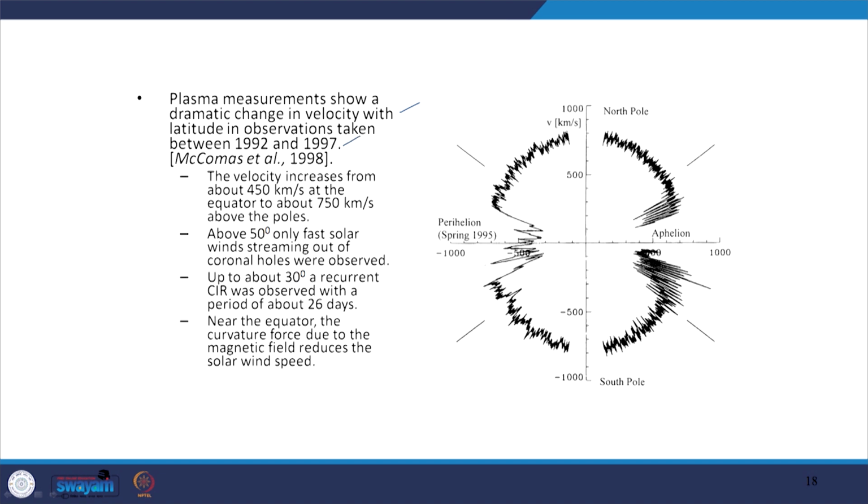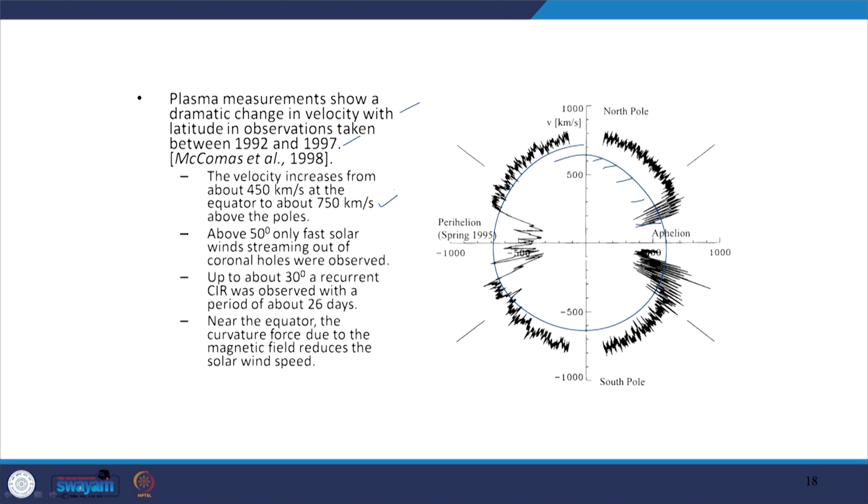Along the x-axis, along the y-axis you have the speed of the solar wind. So, if you take this to be the sun, and this happens to be the latitude, you see that at higher latitudes the velocity goes to very high values. The velocity increases from about 450 kilometers per second at the equator to about 750 kilometers per second above the poles. So, above 50 degrees latitude, only fast solar wind streaming out of coronal holes was observed.